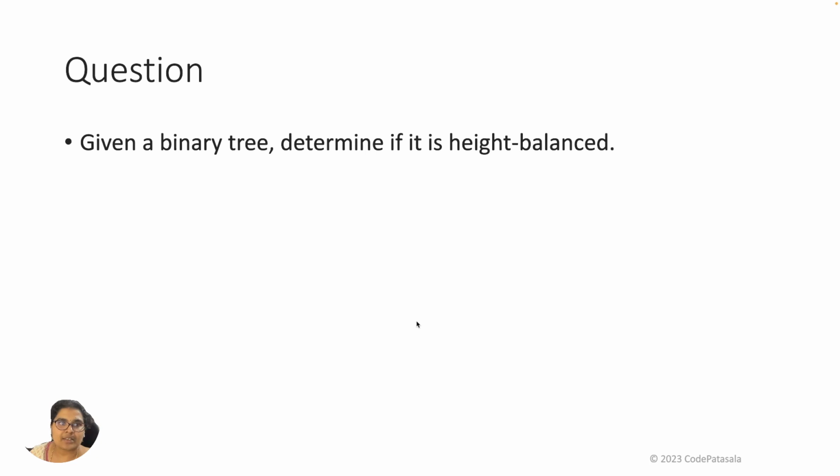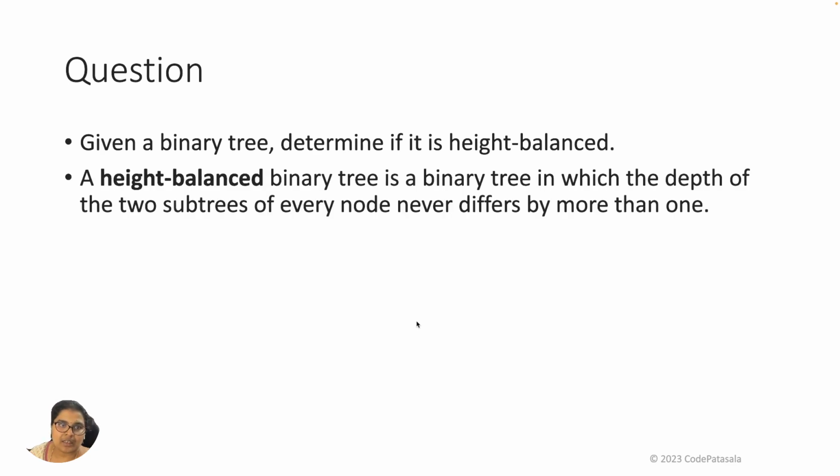So the problem statement says we are given a binary tree and we have to determine if it is height balanced or not. That means we have to return true if it's a height balanced tree and false otherwise. So what is the definition of a height balanced tree? A binary tree is called height balanced if two subtrees of every node never differ by more than one, which means the difference between the heights of the two subtrees should not be more than one.